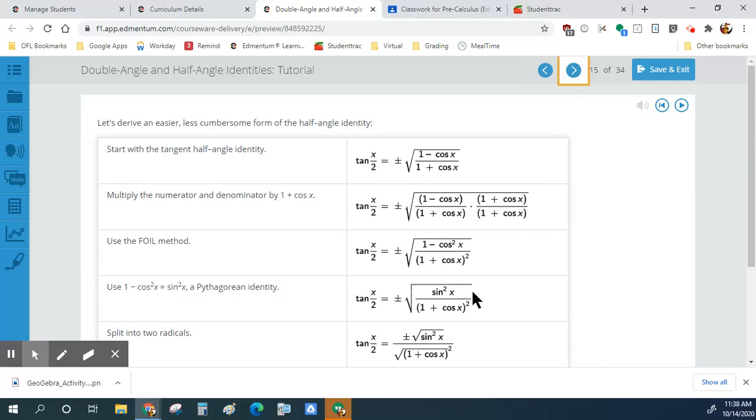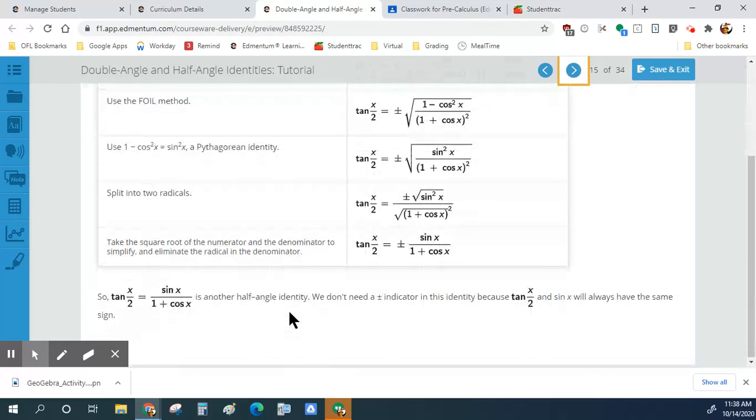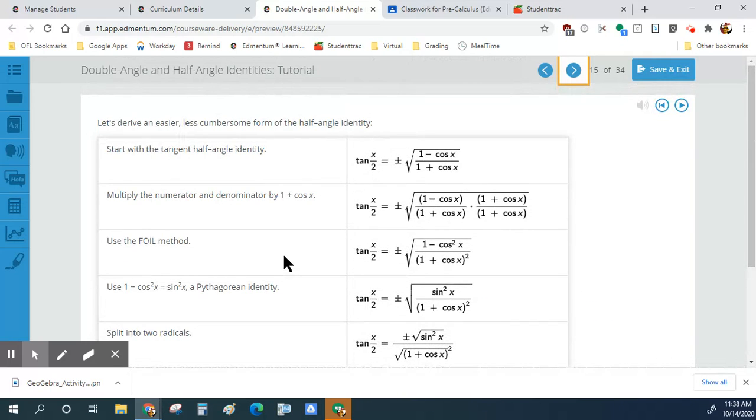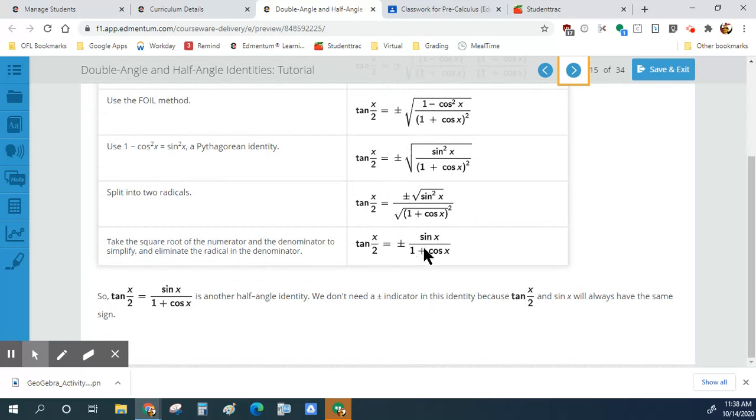All right. So what they're doing here is they're being weird. What are they doing? Okay. So here's our half angle identity. And then take square root. So they're deriving another method. Let's derive an easier, less cumbersome model. So they think this is hard. So what they're going to do is they're going to make it, oh, this is nice and easy.